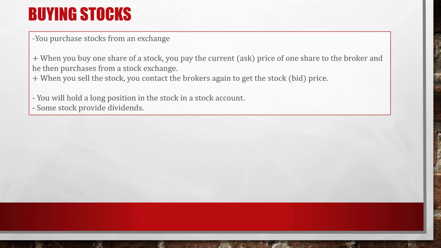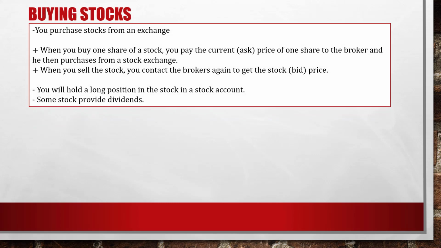Buying stocks. You purchase stocks from an exchange. When you buy one share of stock, you pay the current ask price of one share to the broker, and he then purchases from a stock exchange. When you sell the stock, you contact the broker again to get a stock bid price. You will hold a long position in the stock account. Some stocks provide dividends.